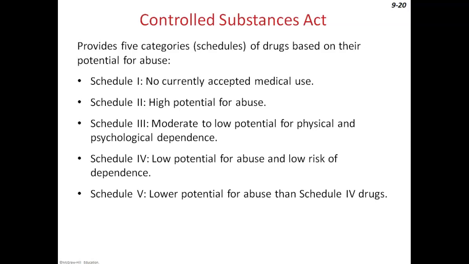And then you have your Schedule V drugs. Schedule V drugs have a lower potential for abuse than Schedule IV drugs and consist of preparations containing limited quantities of certain narcotics. Schedule V drugs are used for antidiarrheal, antitussive, or analgesic purposes. So cough syrups, painkillers, and antidiarrheals. Some examples of this would be cough syrups with less than 200 milligrams of codeine per 100 milliliters, like Robitussin, Lyrica, things like that.